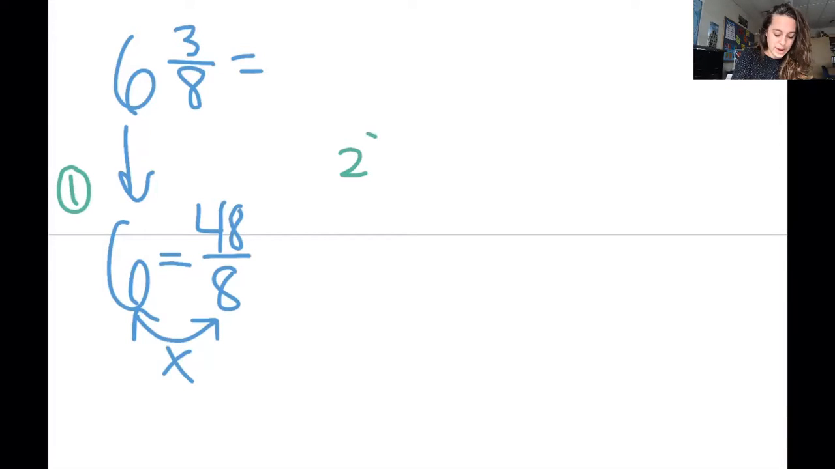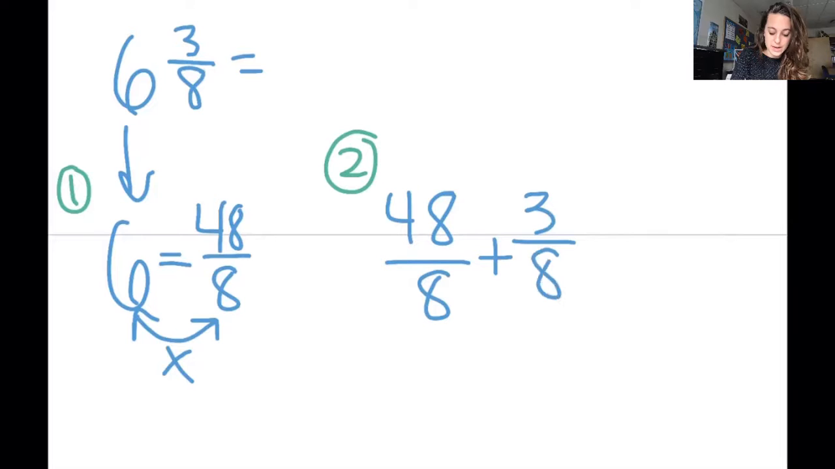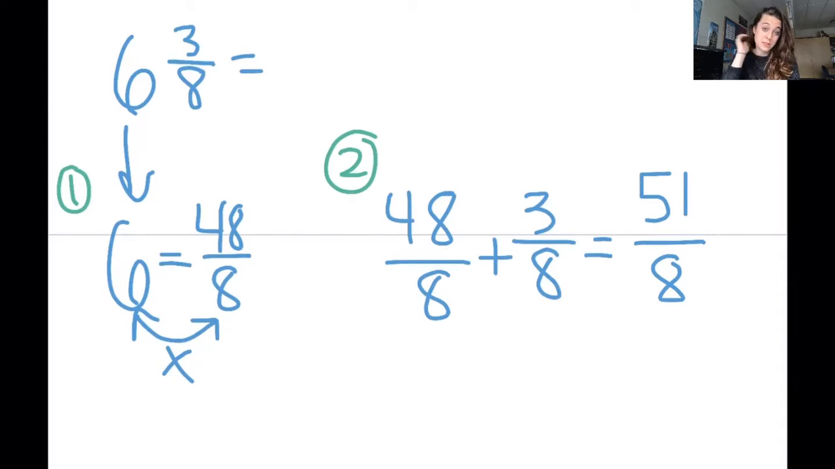Step 2, we're going to add our fractional pieces with our new improper fraction. We have 48/8 and 3/8. Pause and think to yourself, what is 48 plus 3? Were you going to say 51? If so, nice job. Okay, now at the end of this, we would simplify for step 3, dividing both the bottom and the top by the same number. But because we're not quite there yet, we won't simplify. Awesome job.